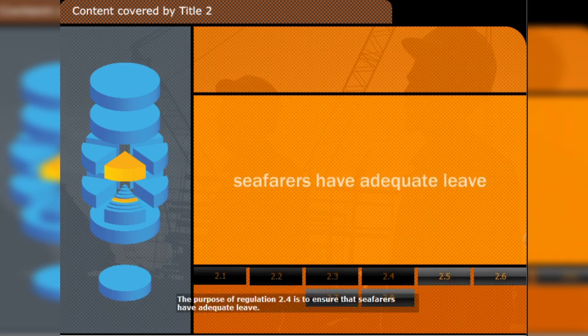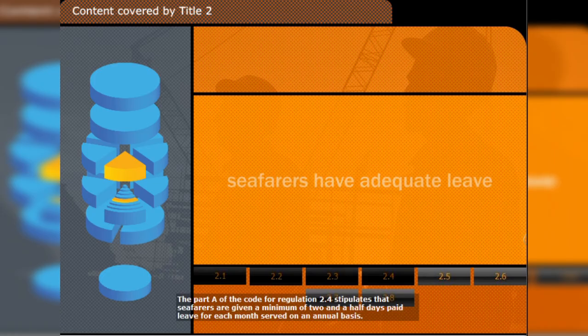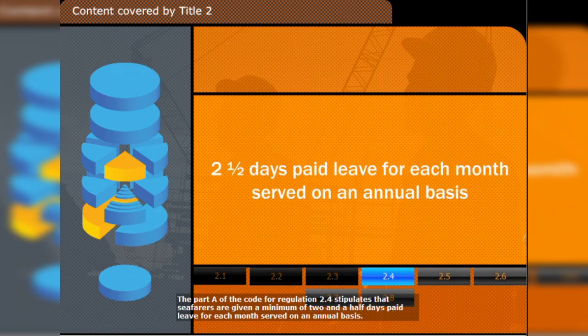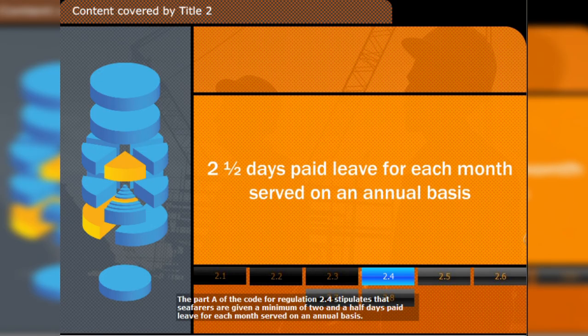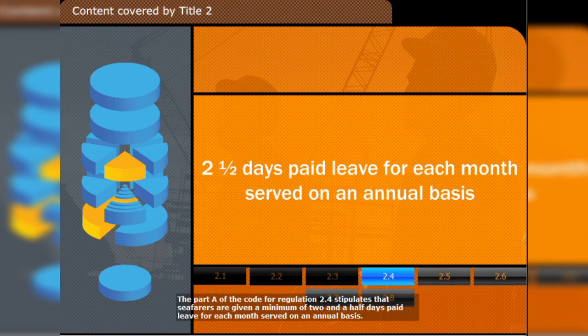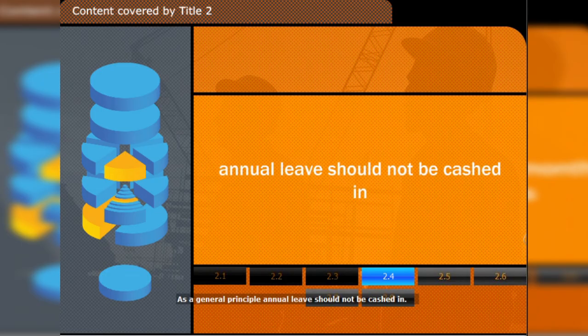The purpose of Regulation 2.4 is to ensure that seafarers have adequate leave. Part A of the Code for Regulation 2.4 stipulates that seafarers are given a minimum of 2.5 days paid leave for each month served on an annual basis. As a general principle, annual leave should not be cashed in.